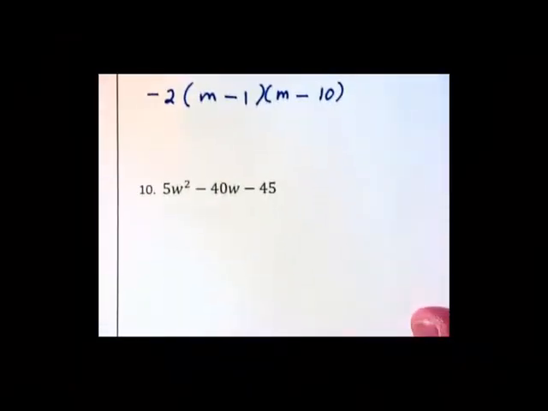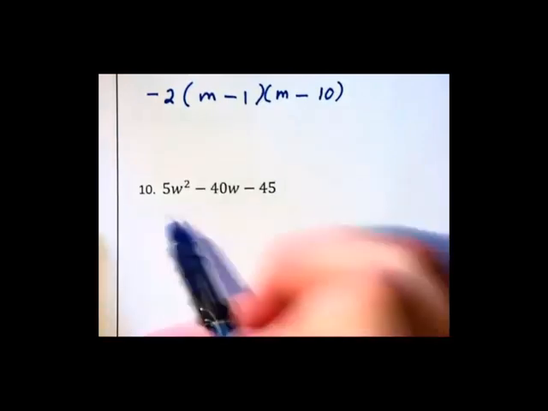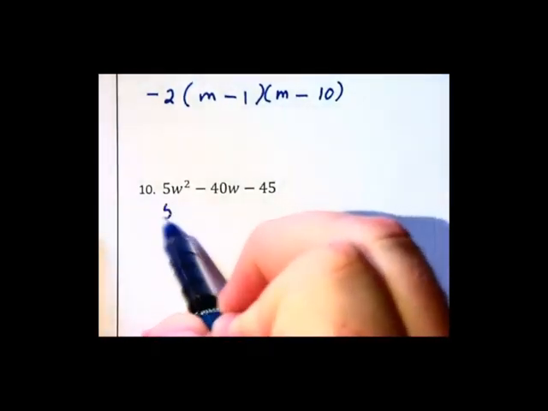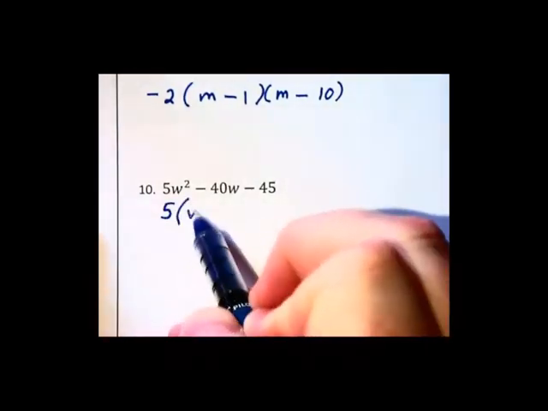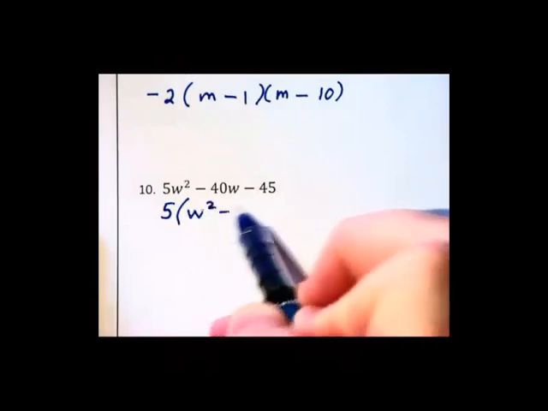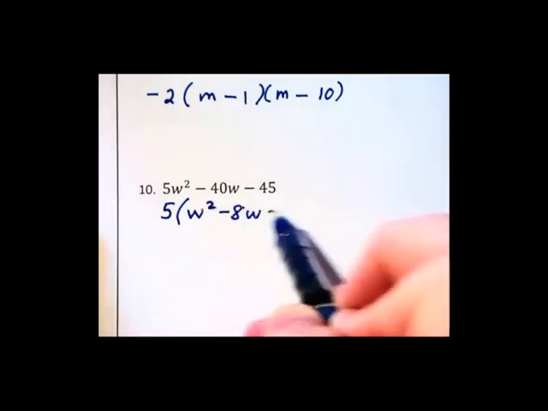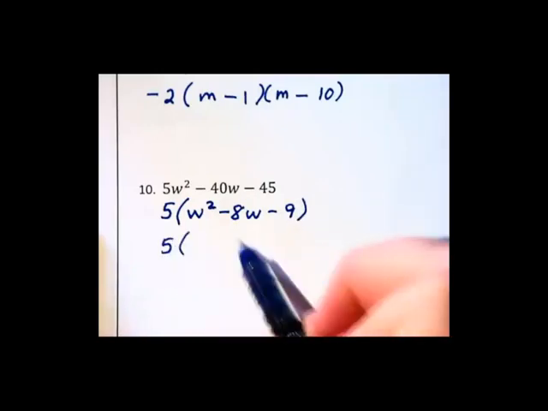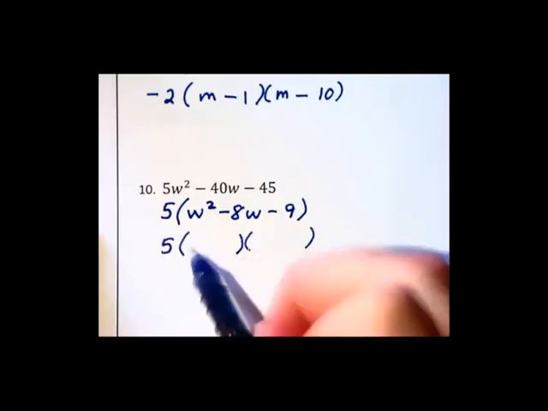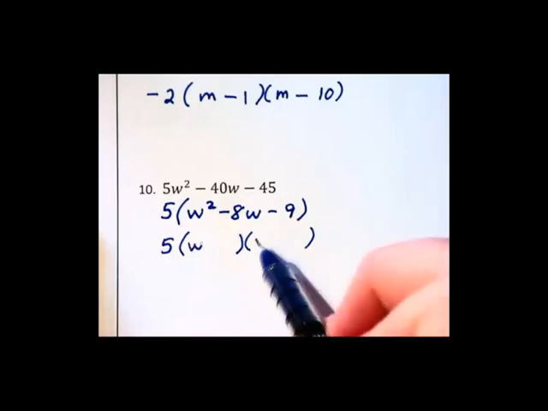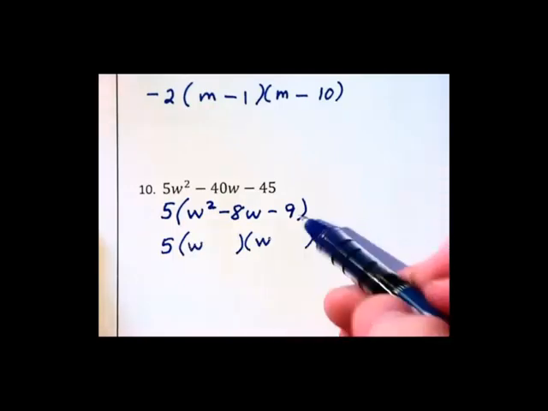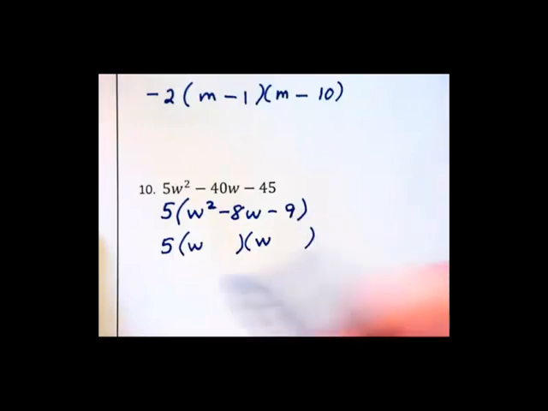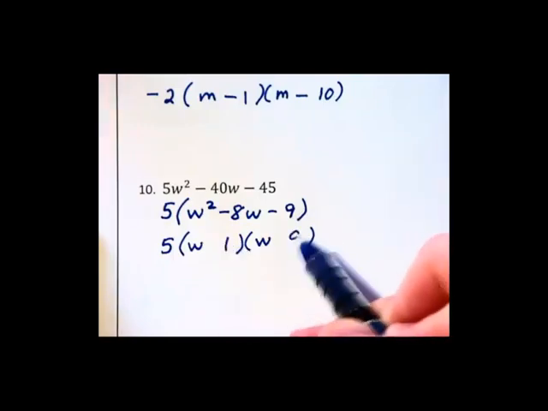Number 10. We see 5's everywhere. I'm going to divide a 5 out as a greatest common factor, leaving w squared minus 8w minus 9. And then, again, here we go. W times w will make the w squared. 9 can either be 1 times 9 or 3 times 3, but 1 and 9 do the trick.